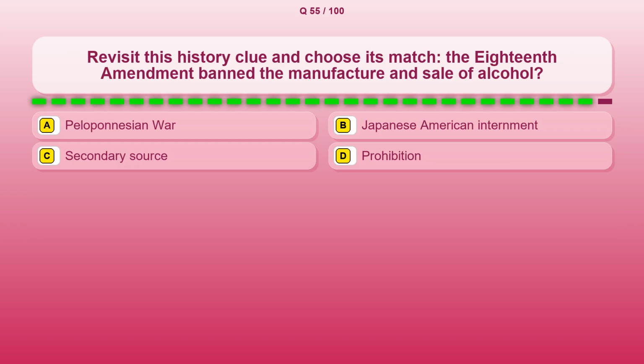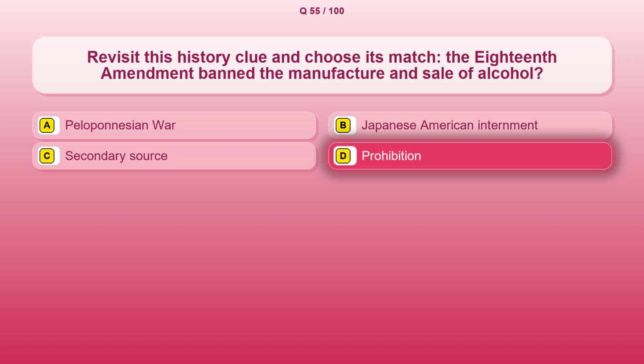Question 55. Revisit this history clue and choose its match. The 18th Amendment banned the manufacture and sale of alcohol. Option A, Peloponnesian War. Option B, Japanese-American internment. Option C, secondary source. Option D, prohibition.